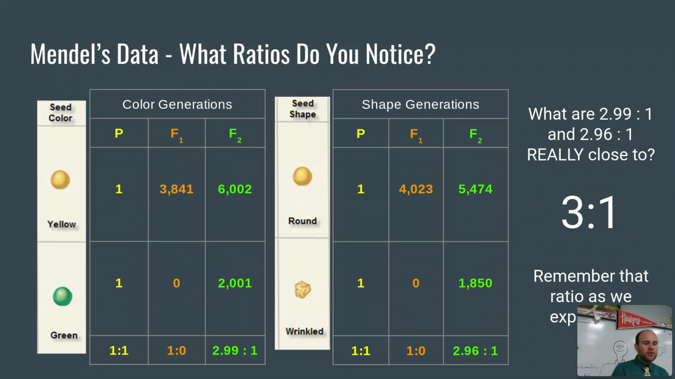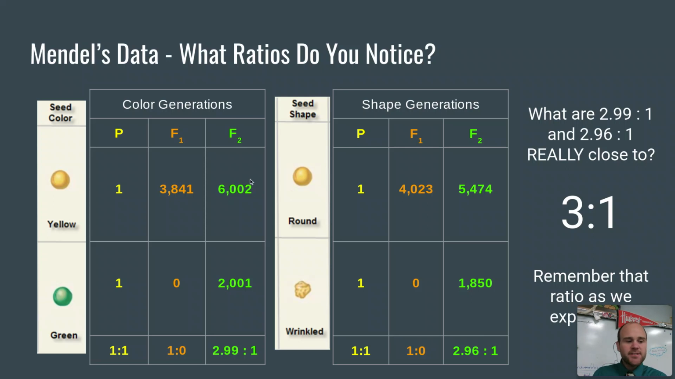So what ratios do you start to see? Around 6,000 plants were yellow versus 2,000 for green. It's about a 2.99 to 1 ratio. Here we had 5,400 round to 1,800 wrinkled. That's about a 2.96 to 1 ratio. So these are both really, really close to a 3 to 1 ratio.